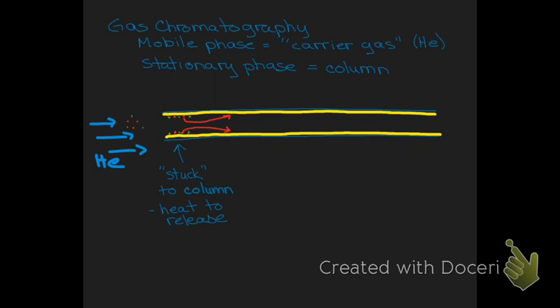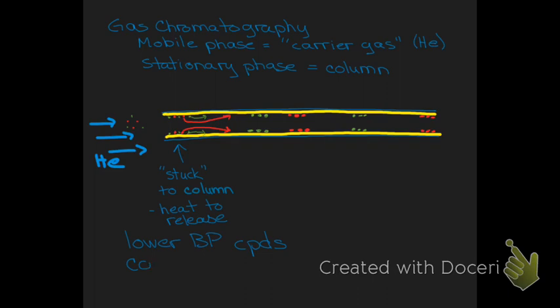They will come off, they'll stick again, they'll come off, they'll stick again. And yes, that is happening to the green ones. They are still flowing through the column, but they're not doing it as quickly as the red. And so you do end up having a separation of the components of the mixture that you put through.